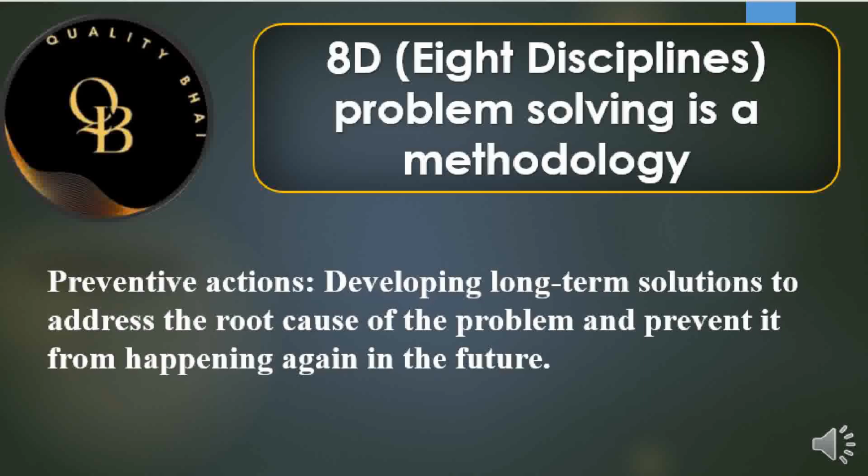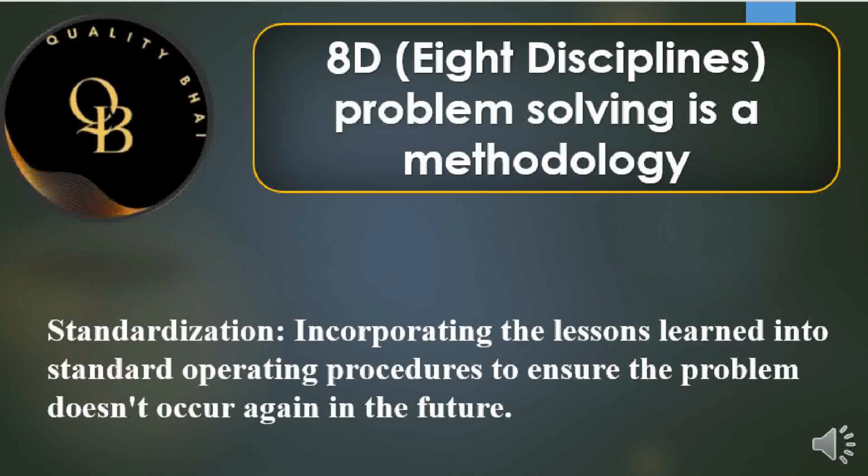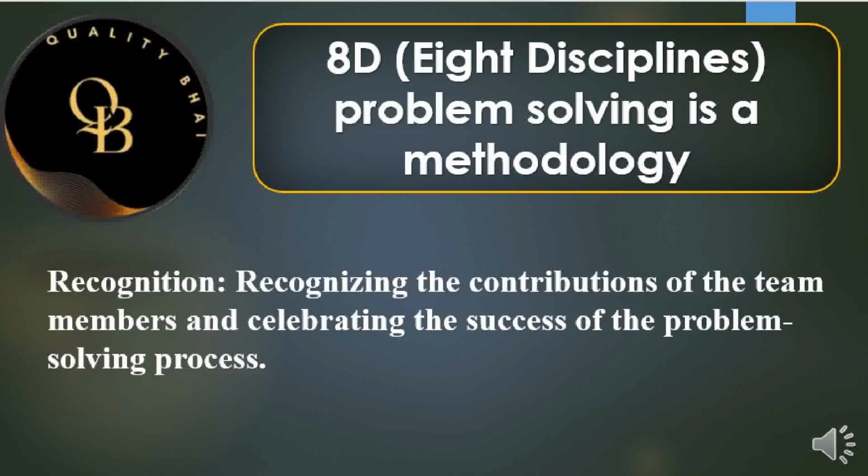Step six, verification, verifying that the problem has been effectively resolved and that the corrective and preventive actions have been implemented correctly. Step seven, standardization, incorporating the lessons learned into standard operating procedures to ensure the problem does not occur again in the future. Step eight, recognition, recognizing the contributions of the team members and celebrating the success of the problem solving process.